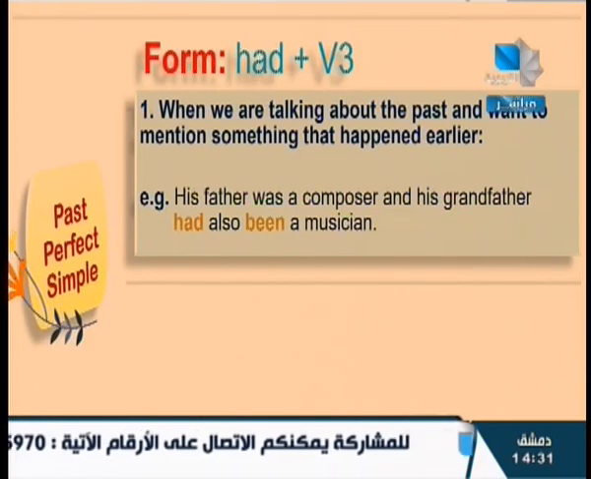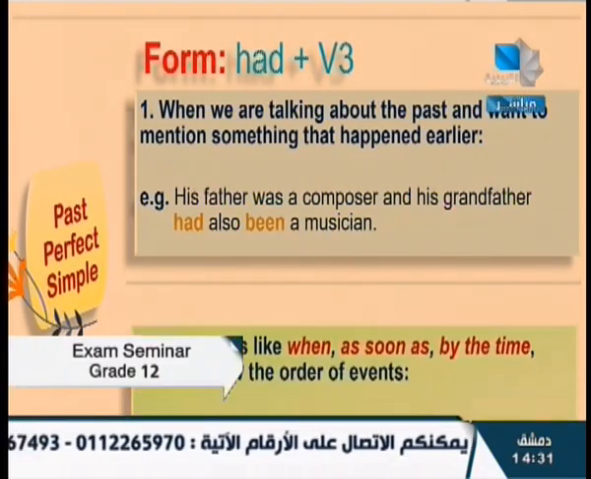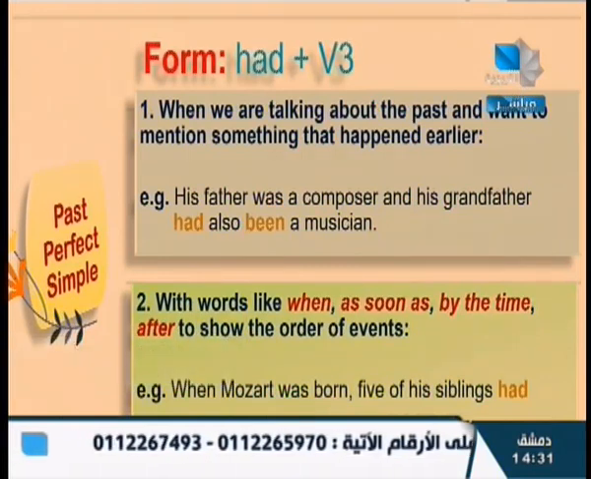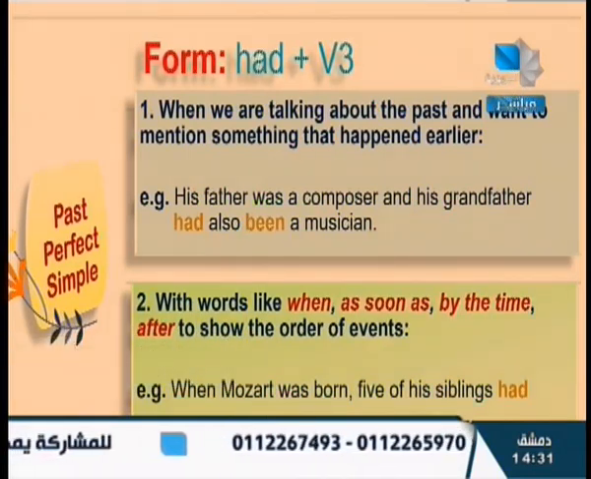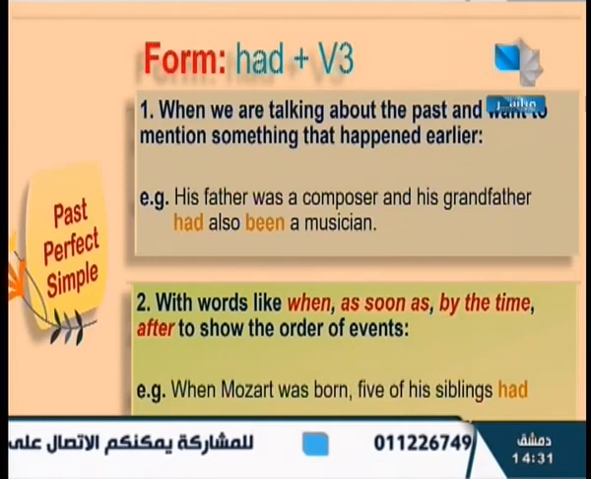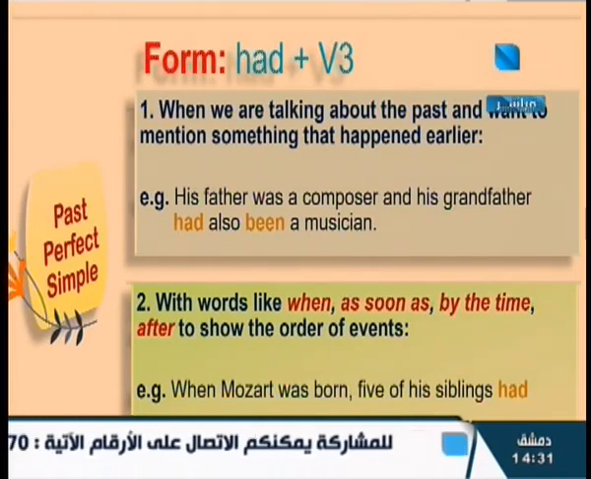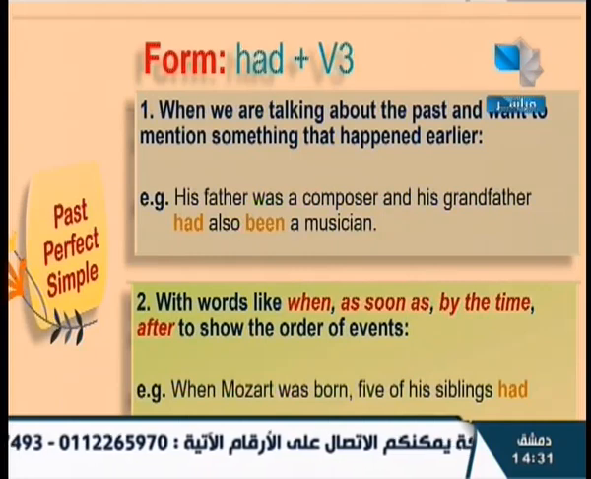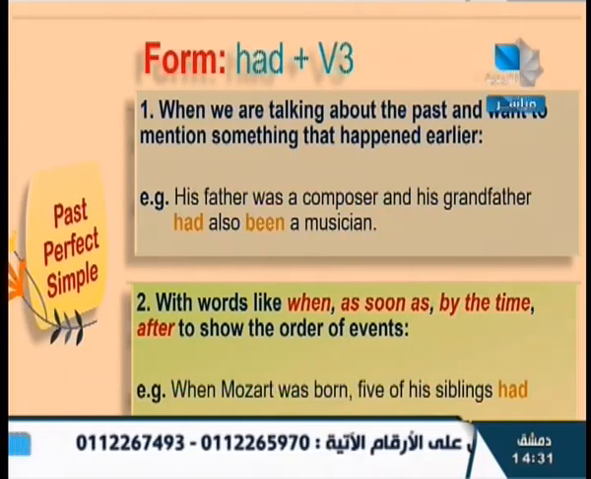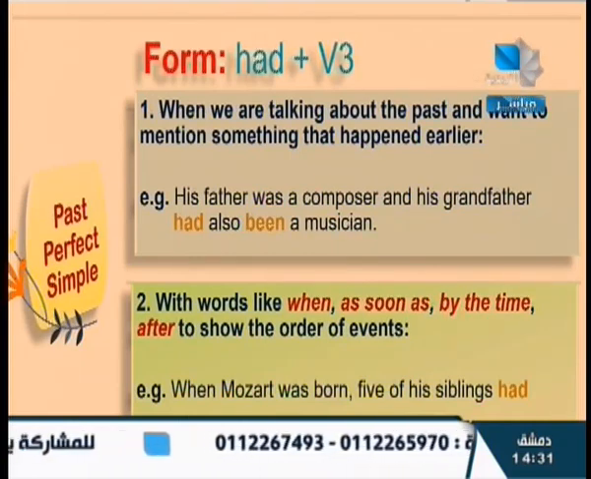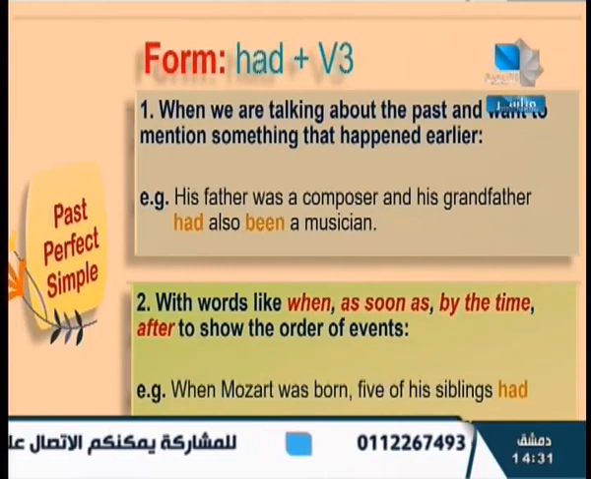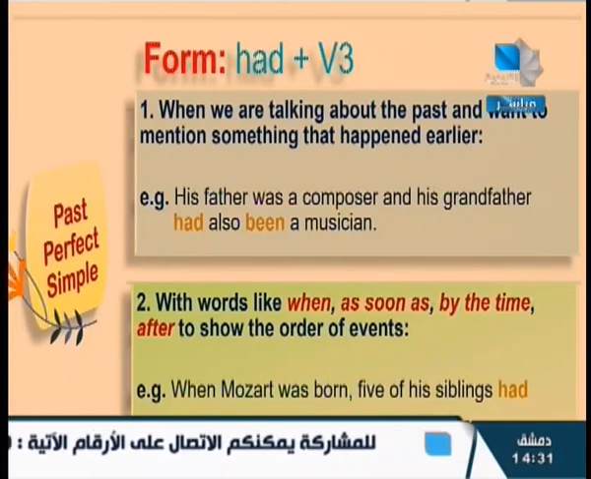Good. Another use is with words like when, as soon as, by the time, after, to show the order of events. For example, when Mozart was born, 5 of his siblings had already died. So here it means that they died before he was born. Yes. 5 of his siblings had already died before he was born. Good.